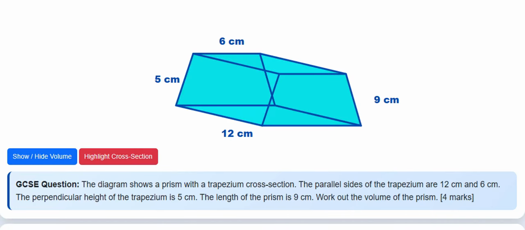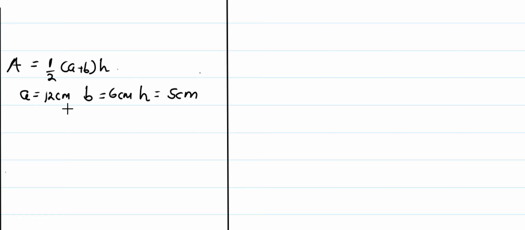From our previous lessons, the cross-sectional area, I can just call it A, of a trapezium is given by half into A plus B, multiplied by the height, where A and B are the parallel sides of the trapezium. I think we are given all of them. We are given A, we are given B, and we are given the height. A is 12 centimeters, B is 6 centimeters, and H is 5 centimeters.